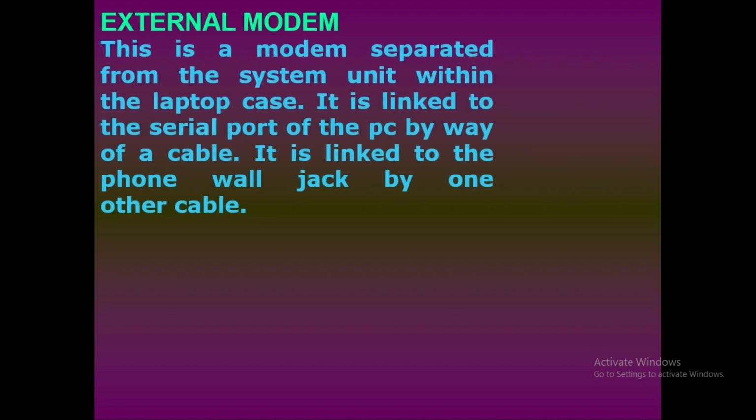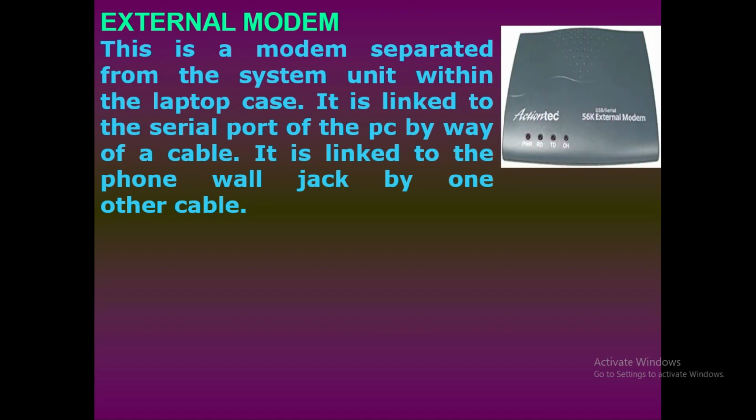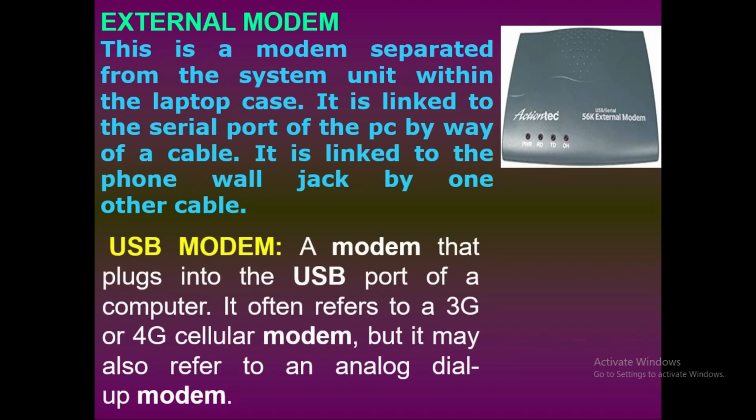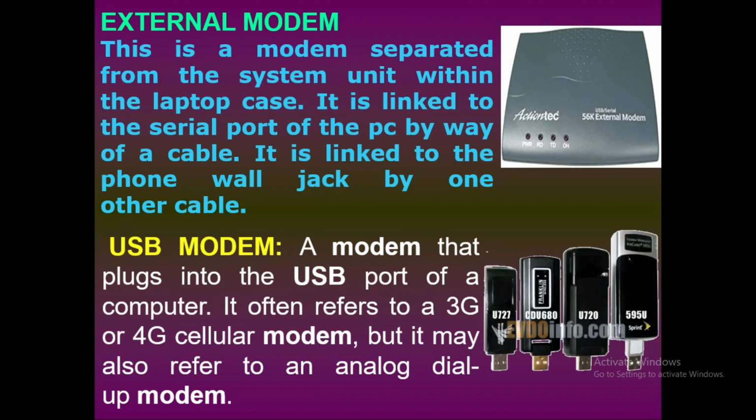External modem, as we know, is the modem separated from the system unit, and it is linked to the serial port of the PC by way of a cable, and is linked to the phone call jack by another cable. You see it looks like this. A USB modem, just like a pen drive, is a modem that plugs into the USB port of a computer. It often refers to a 3G or 4G cellular modem, but it may also refer to an analog dial-up modem. It looks like this.